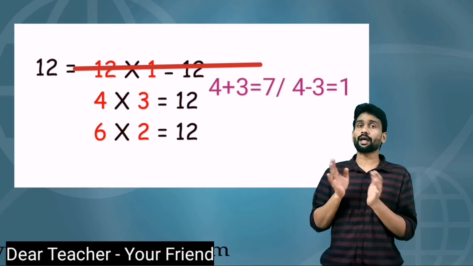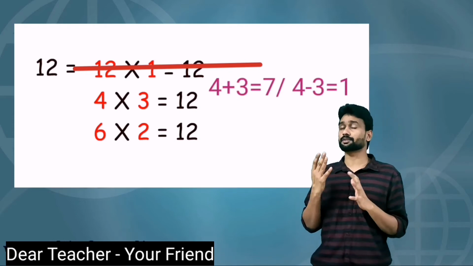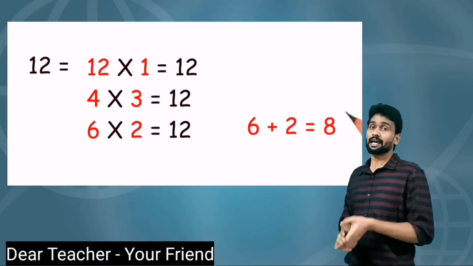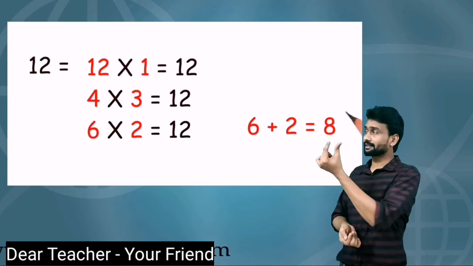And the next one, 4 and 3. Is there any chance to get 8? 4 plus 3 or 4 minus 3? No chance, so we can leave that. The next one, 6 plus 2, 8. Yes, those are the splitting middle terms. So now we can take the 6 and 2.